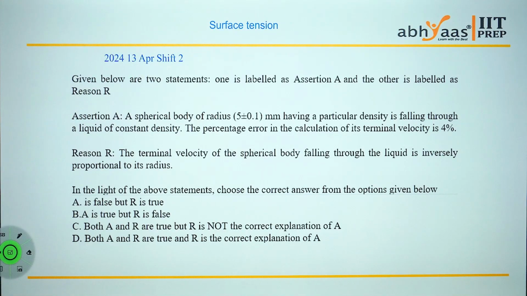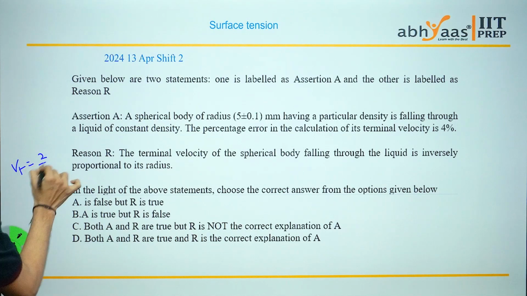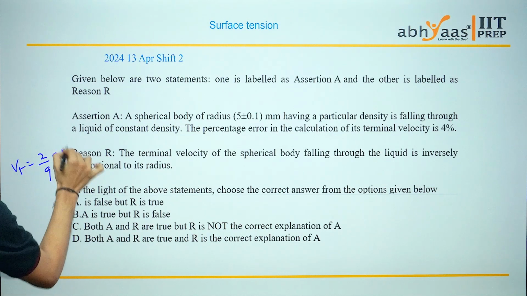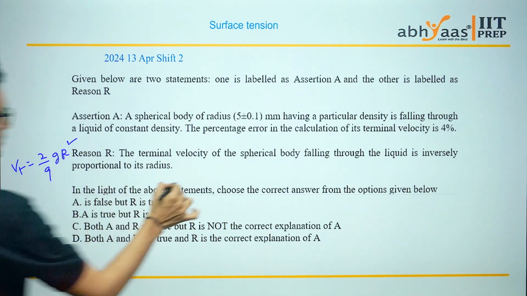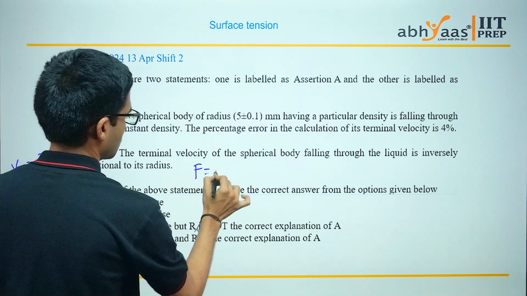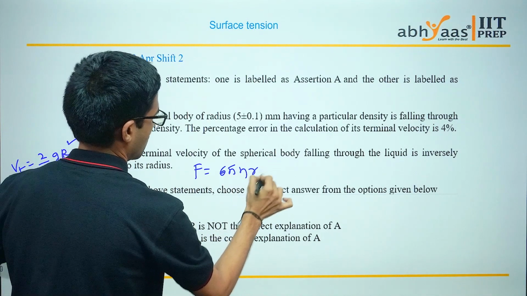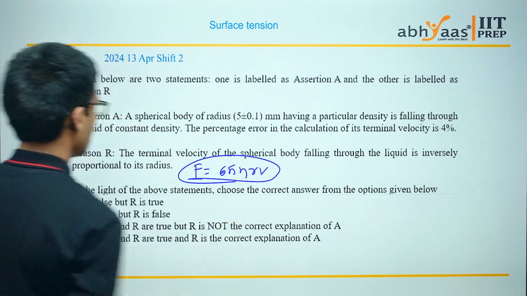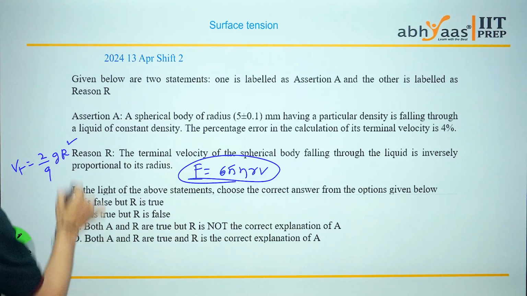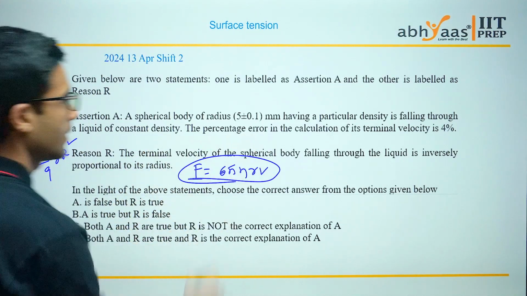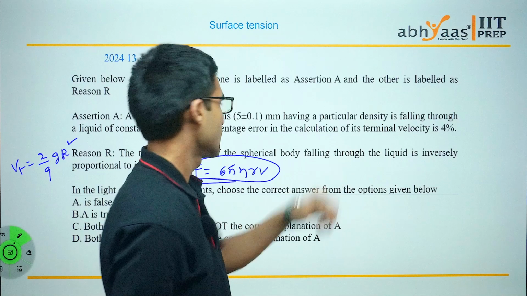So what happened? Terminal velocity of the falling body is inversely proportional to radius. So terminal velocity, reason if I am writing. Vt is equal to 2 by 9 g r square. Terminal velocity, F is equal to viscous force, 6 pi eta r v. Okay, this is viscous force. Terminal velocity is proportional to r square.